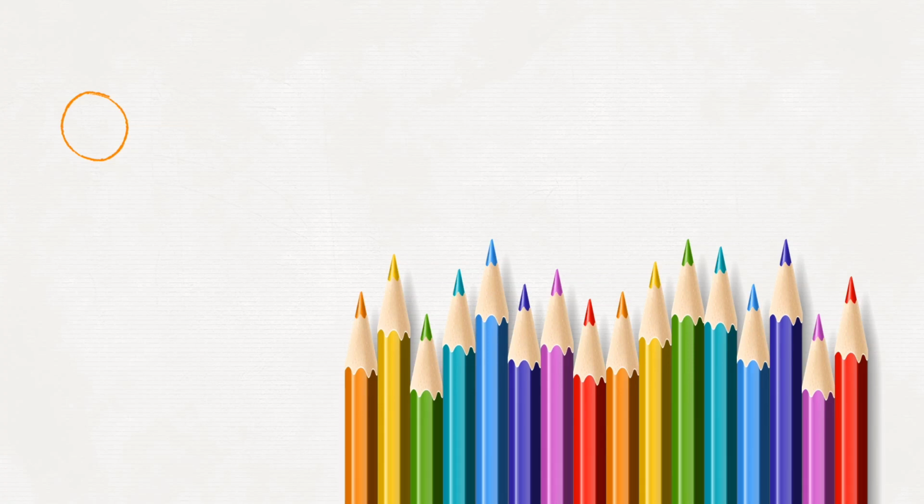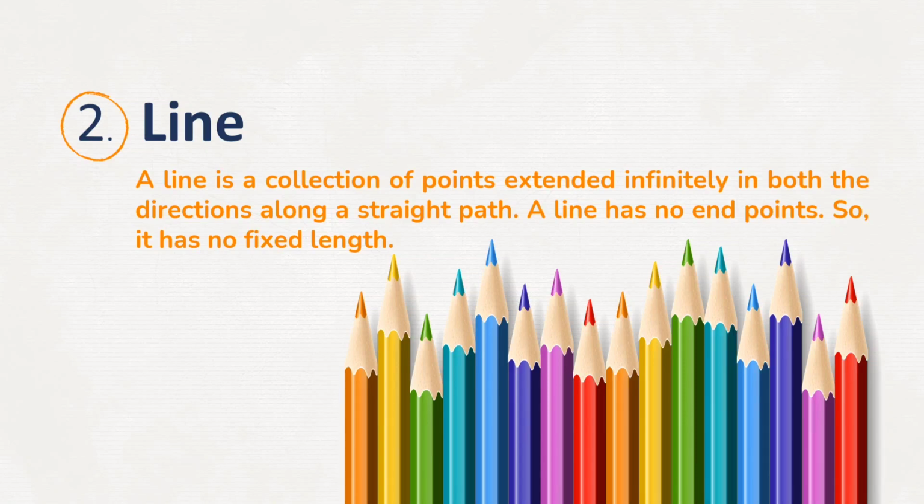Next, what is a line? A line is an endless straight path that extends in both the directions. A line is a collection of points extended infinitely in both the directions along a straight path. A line has no end points, so it has no fixed length. It can extend in both the directions.